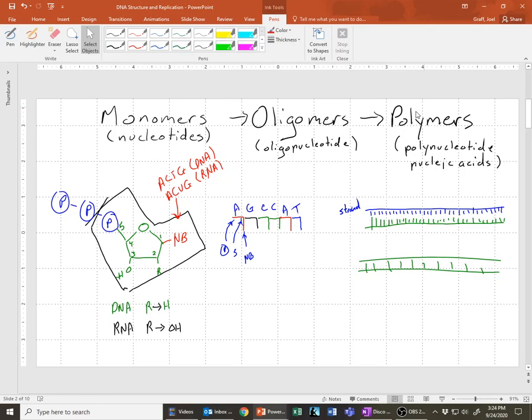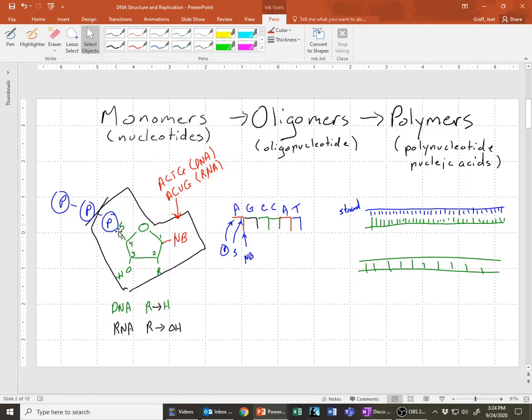So for the different polymers that we're going to deal with, DNA, protein, carbohydrates, we're going to break it down and look at the individual parts. So the nucleotides are the monomers. You string a couple of nucleotides together and you end up with an oligonucleotide. And then you keep adding to that and you end up with a polynucleotide, which is not very commonly used, and instead nucleic acids is more commonly used than polynucleotide.